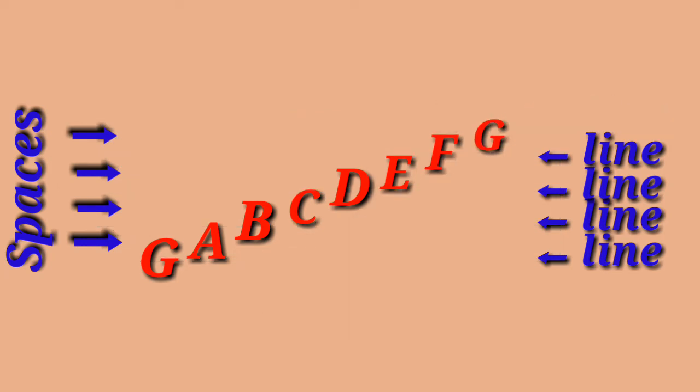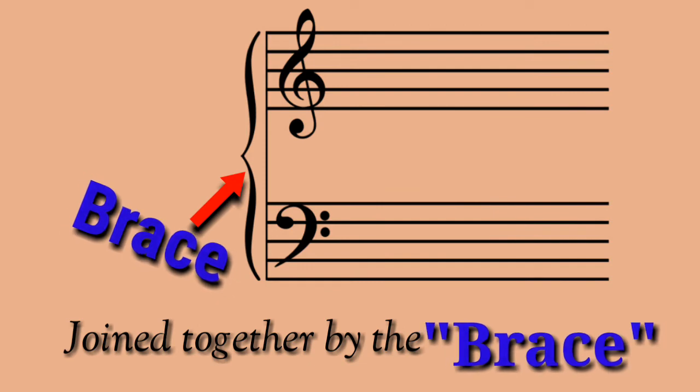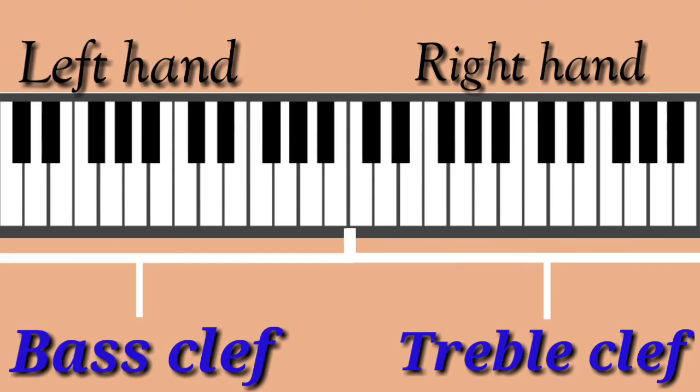So, these are for the treble and bass clef, which are very necessary for piano players. The treble and bass clef are joined together by what is called the brace. With this, they are played together on the piano, the treble clef for the right hand and the bass clef for the left hand.